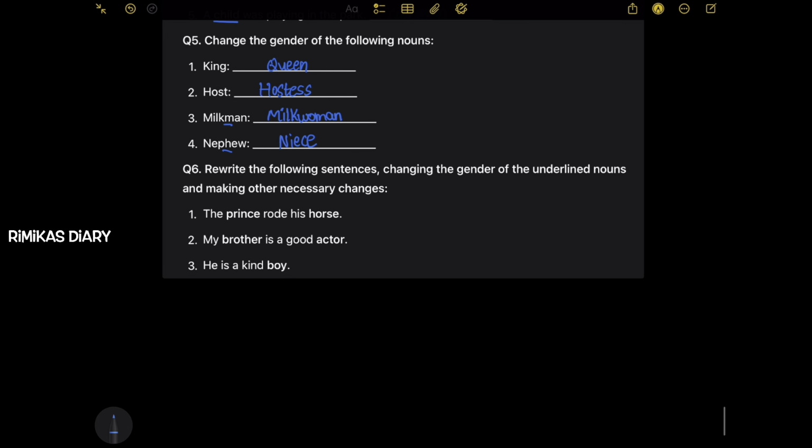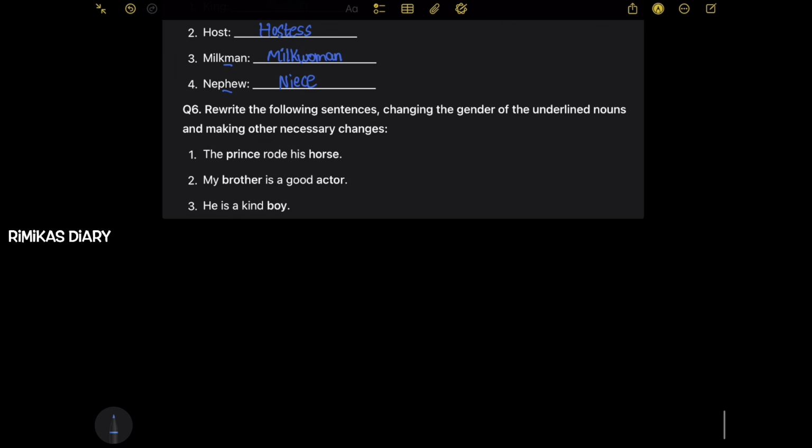Question number 6. Rewrite the following sentences, changing the gender of the underlined nouns and making other necessary changes. So the prince rode his horse. So we have to change it into the princess rode her mare.